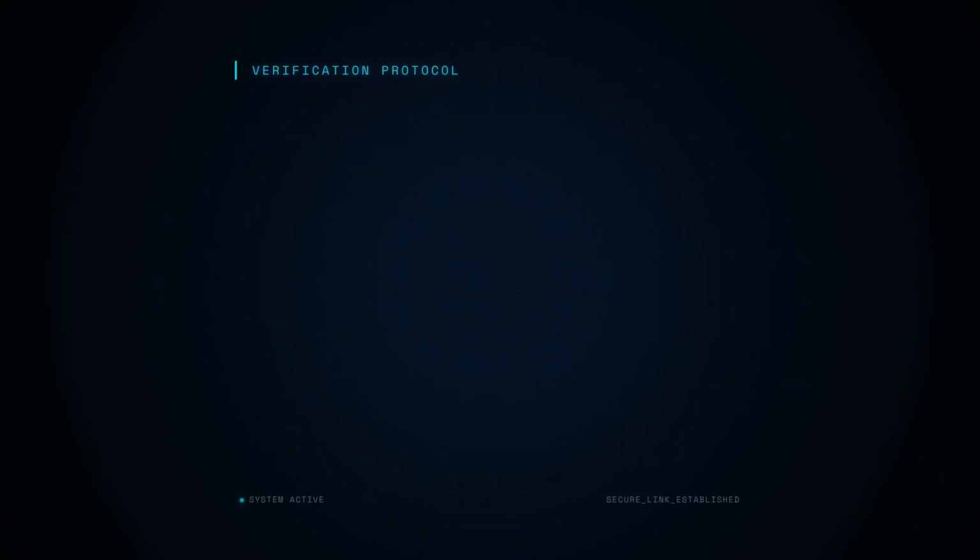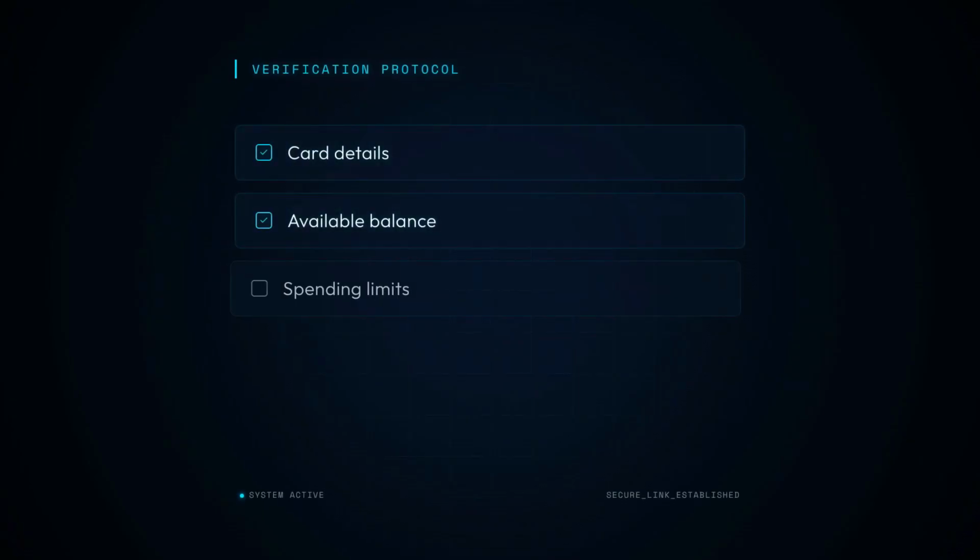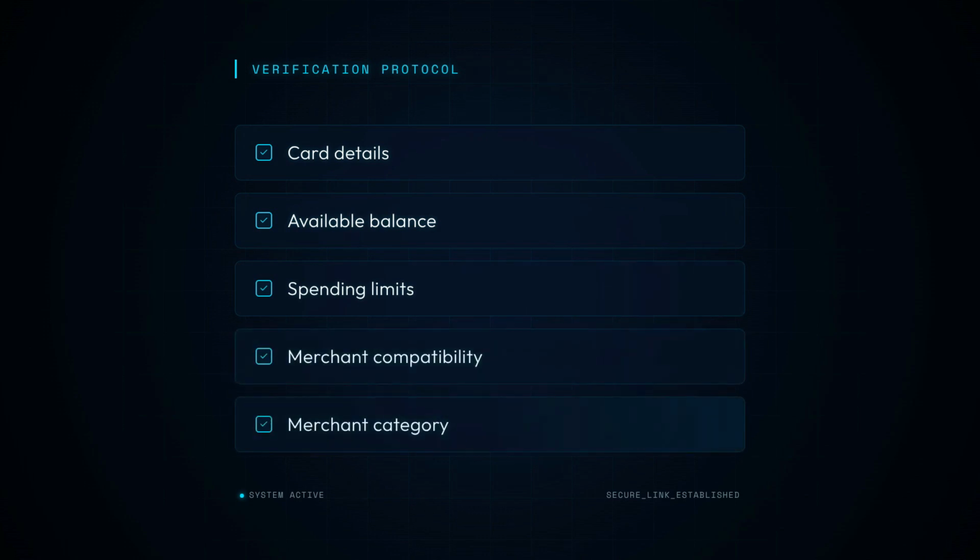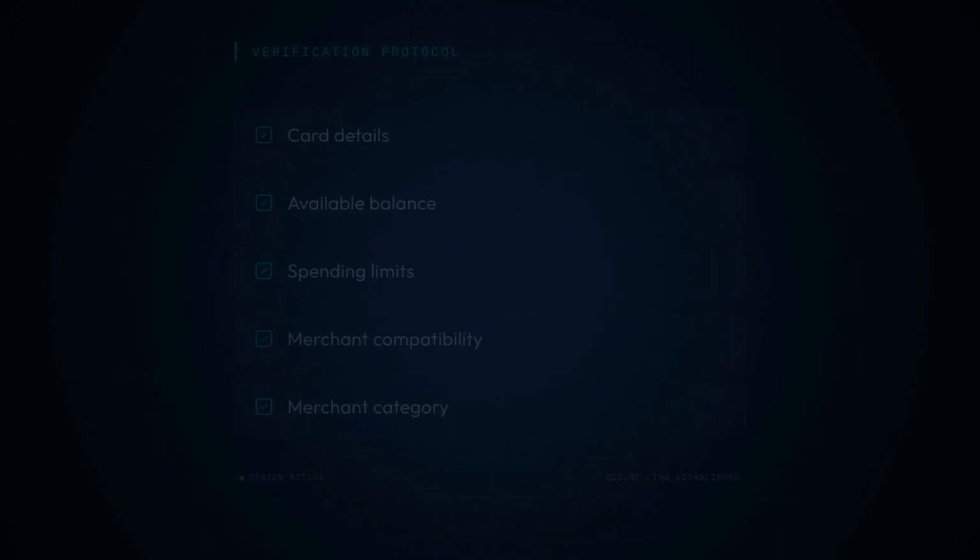If a business payment fails, do not assume that the MCC is always the reason. First, check the card details, available balance, spending limits, merchant compatibility, billing information, and transaction status. If those details are correct, the merchant category may be another factor worth checking with your payment provider.